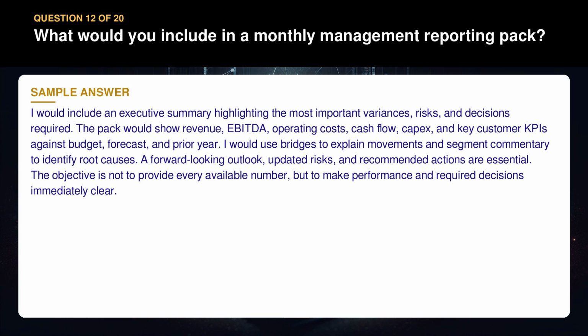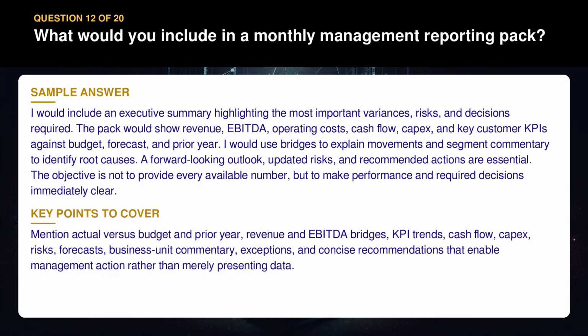A forward-looking outlook, updated risks, and recommended actions are essential. The objective is not to provide every available number, but to make performance and required decisions immediately clear. Mention actual versus budget and prior year, revenue and EBITDA bridges, KPI trends, cash flow, CapEx, risks, forecasts, business unit commentary, exceptions, and concise recommendations that enable management action rather than merely presenting data.